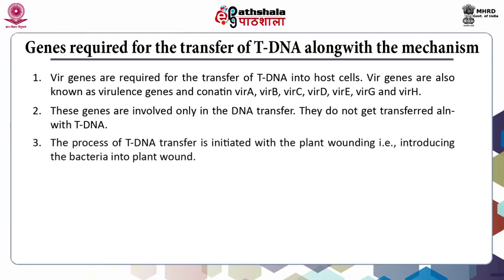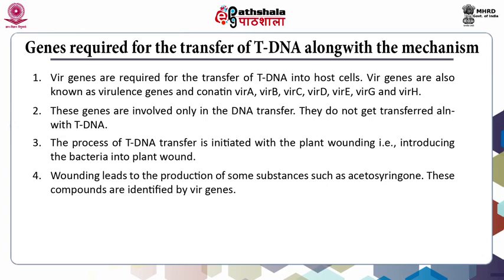Now, how is the process of tDNA transfer initiated? The process of tDNA transfer is initiated with plant wounding. In this step, that is, during the wounding step, the bacteria are introduced into the plant wound. Now, what happens next? Wounding leads to the production of some substances such as acetosyringone. Acetosyringone is identified by the virulence gene.